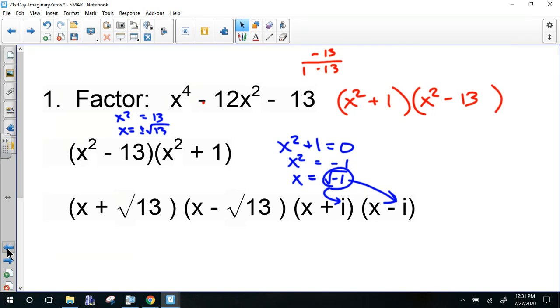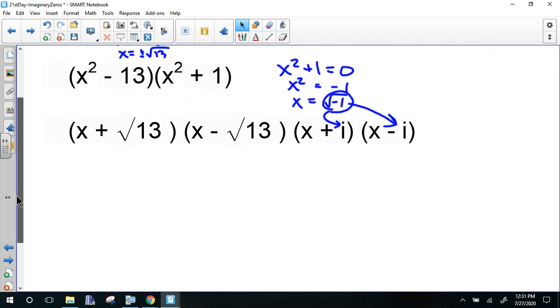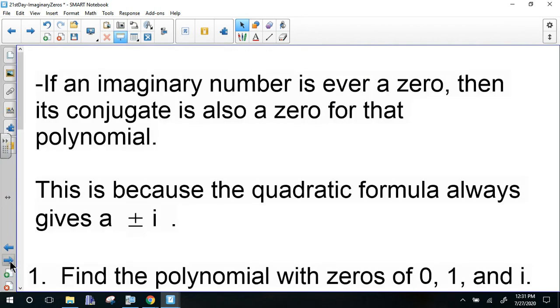Okay. So if an imaginary number is ever a 0, then its conjugate is also a 0 for that polynomial. So if positive i is a 0, then negative i has to be a 0 also. And that's because the quadratic formula always gives us a plus or minus i.